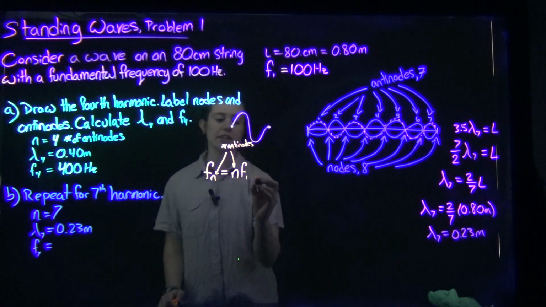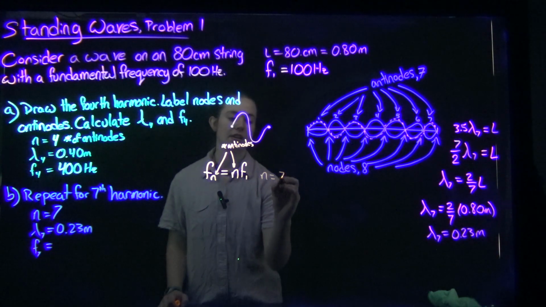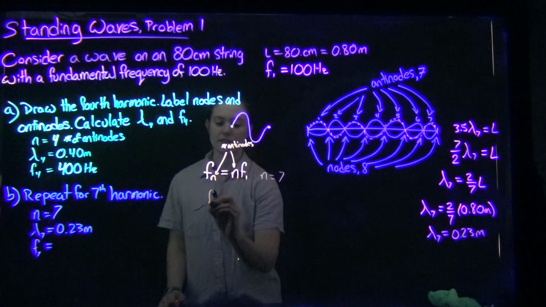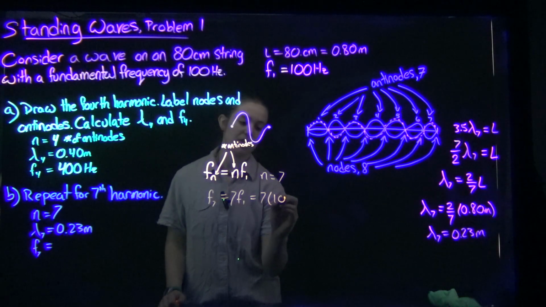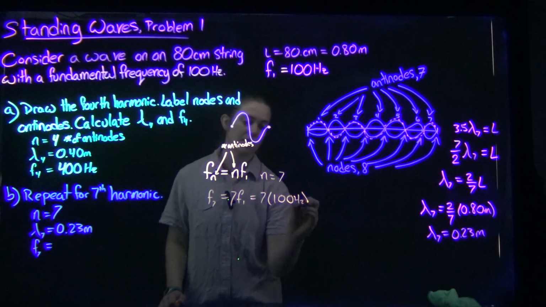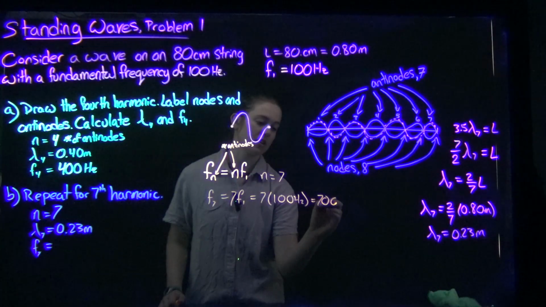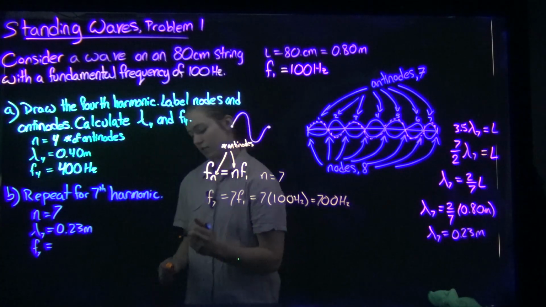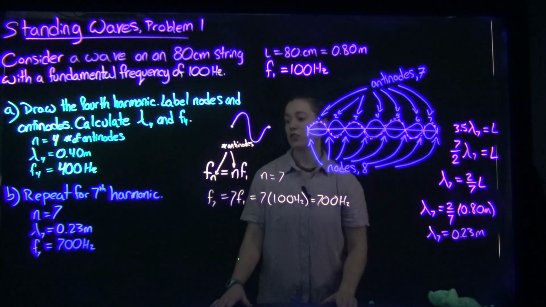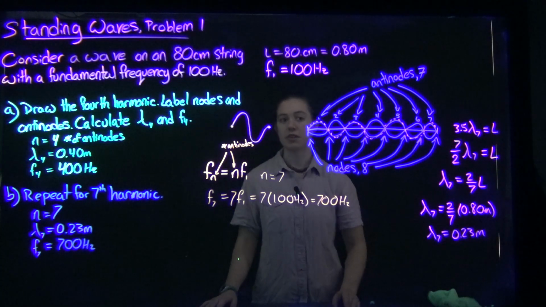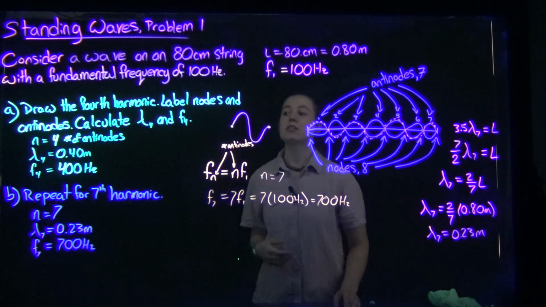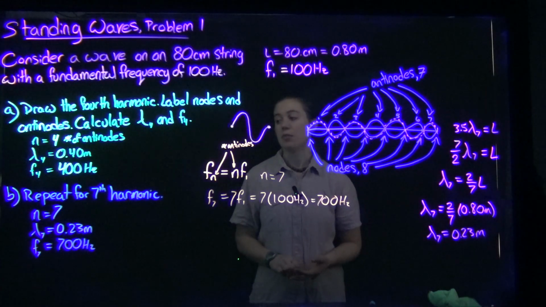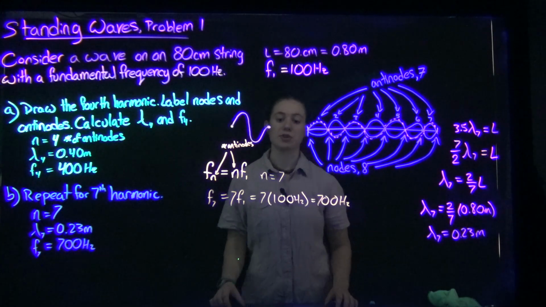So we can come back over here. We have n equals 7. So F7 is equal to 7 times F1. 7 times 100 hertz is 700 hertz. So in this problem, we drew 2 different harmonics for this string, and given the string length and the fundamental frequency, we were able to find the wavelength and frequencies for those harmonics.